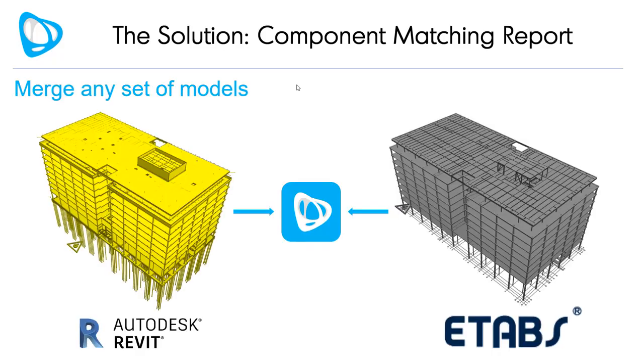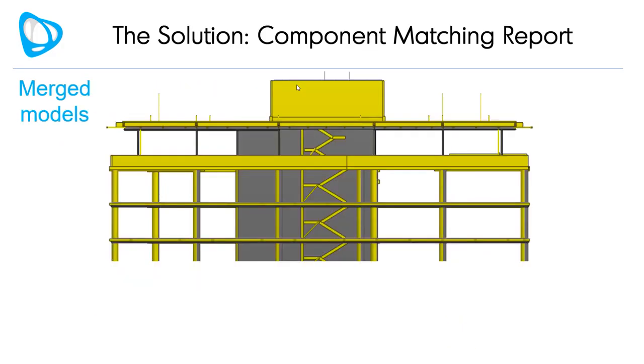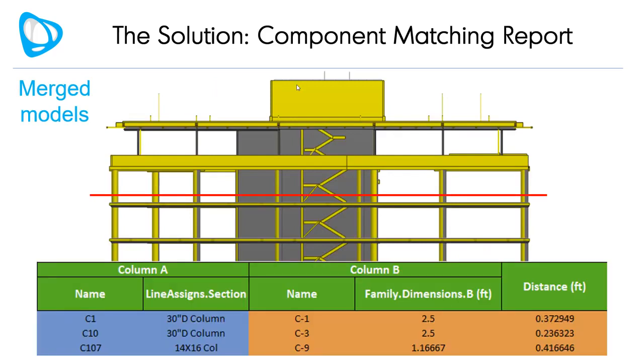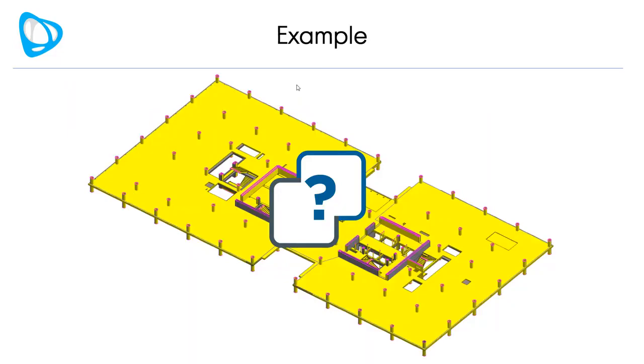You start by merging any set of models and selecting an elevation that you want to cut your comparison at, and Visicon will automatically create a detailed table listing all of the relevant column properties you're interested in comparing. Let's run through a quick example.